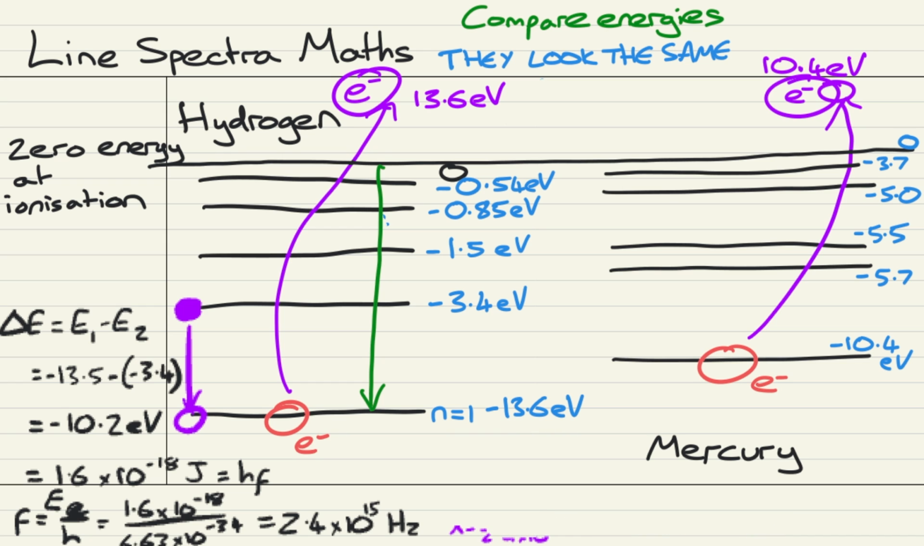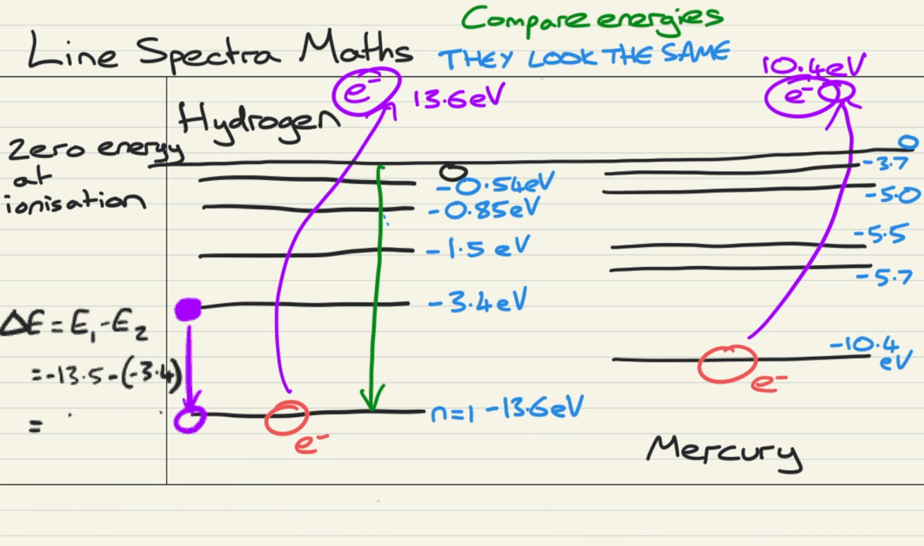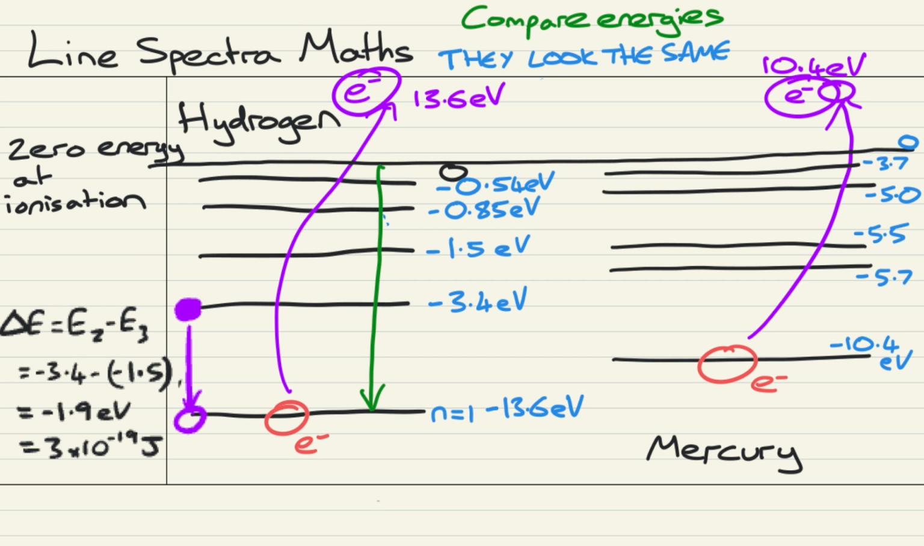So ultraviolet or beyond. That was a pretty big energy though, so let's try our luck with n equals 3 to n equals 2. The same calculation gives me delta E equals E2 minus E3 equals minus 3.4 minus minus 1.5, which is minus 1.9 electron volts. Multiply that by 1.6 times 10 to the minus 19 and we get 3 times 10 to the minus 19 joules. Pop that into E equals hf, and f equals 4.6 times 10 to the 15 hertz. So lambda equals 650 nanometers. Red light.